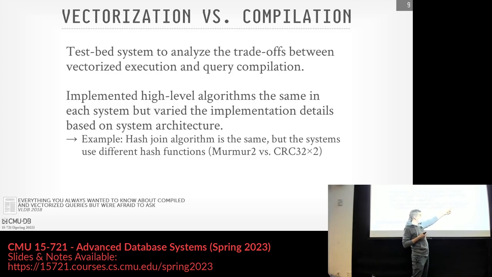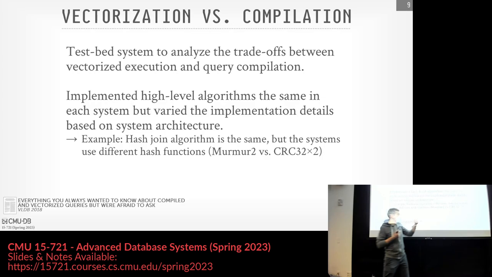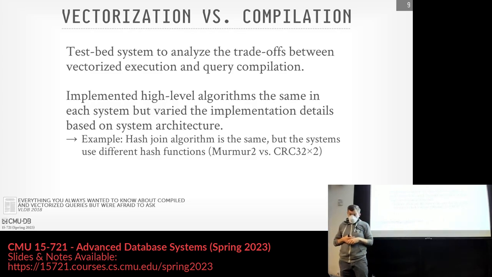What Hyper does is they run CRC32, which I think has an instruction in x86. They'll run this twice, get two 32-bit hashes, and then combine them together and turn it into a 64-bit hash. And so this is going to be way cheaper than this, but because this can be vectorized, it will have better throughput for the way Vectorwise wants to execute things.